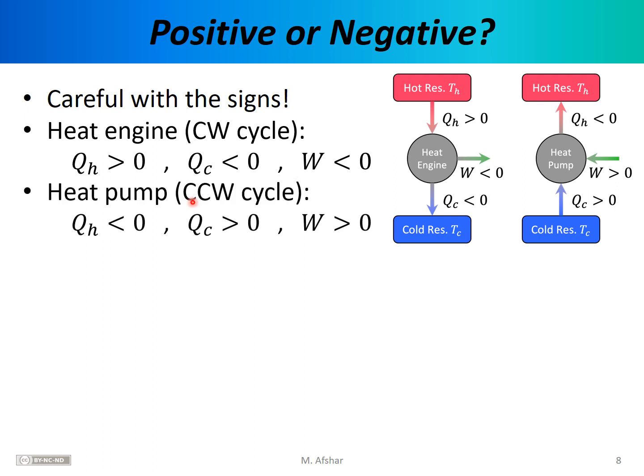When the thermodynamic cycle is followed in the counterclockwise direction, then we have a heat pump. For a heat pump, QH is a negative quantity because it's an output, QC is a positive quantity because it's an input, and W is also a positive quantity because it is some input of energy through work.